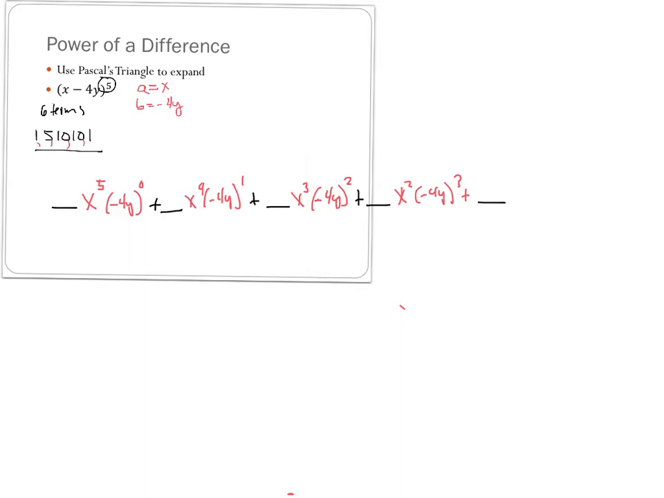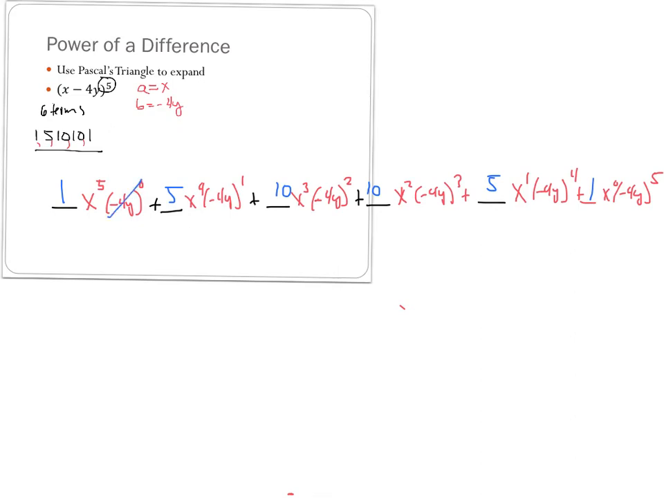You can fast forward if you need to, if you kind of know what's going on. You want to kind of just fast forward through the rest of the video. That's perfectly fine. We got x to the first, negative 4y to the fourth, plus x to the 0, negative 4y to the fifth. And then I'm going to come back and I'm going to add in Pascal's triangle, which is 1, 5, 10, 10, 5, and 1. And now I need to simplify all of this stuff.